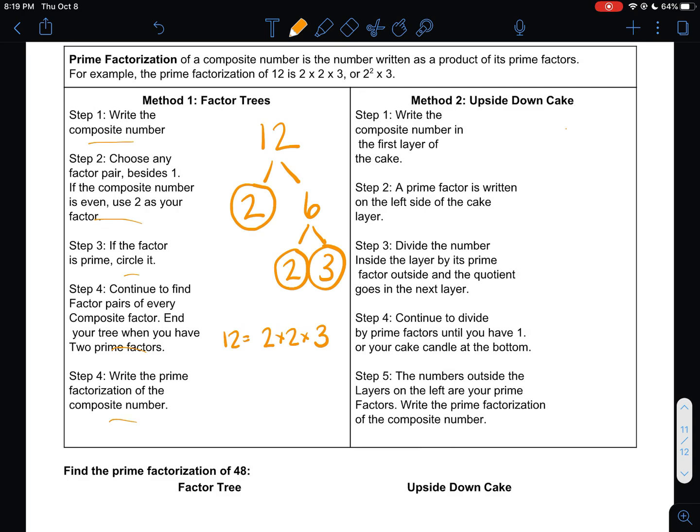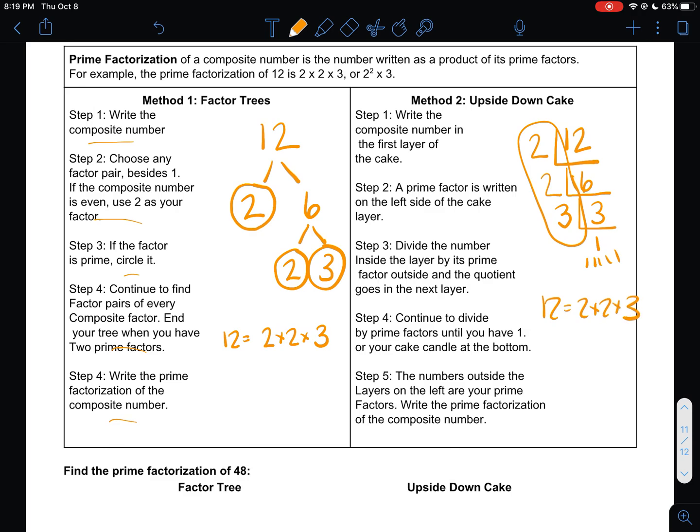So the upside down cake would be 12 goes in your first layer, and you want to divide out prime numbers. So 12 is divisible by 2, so it goes on the outside. 12 divided by 2 is 6. 6 is divisible by 2, so it goes on the outside. 6 divided by 2 is 3. 3 is not divisible by 2, but it is divisible by itself, 3. 3 divided by 3 is 1, so that gives you the candle. And prime factorization is 2 times 2 times 3.